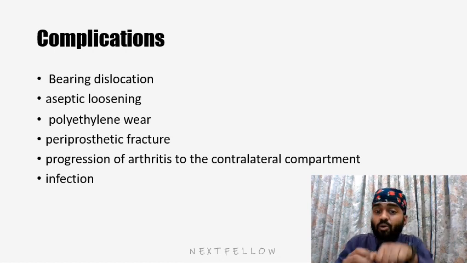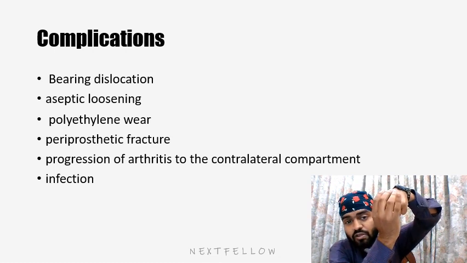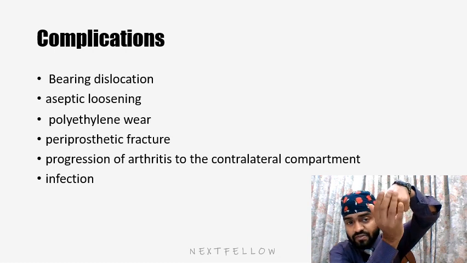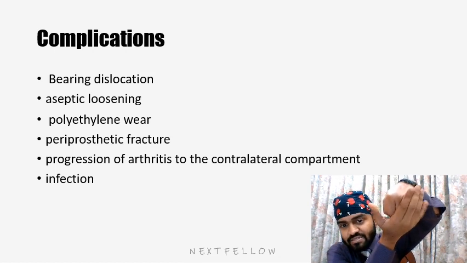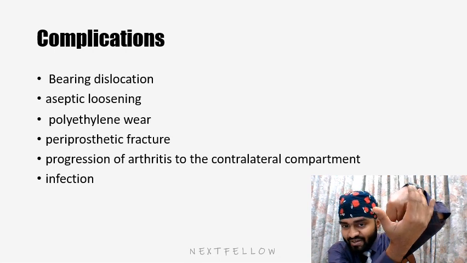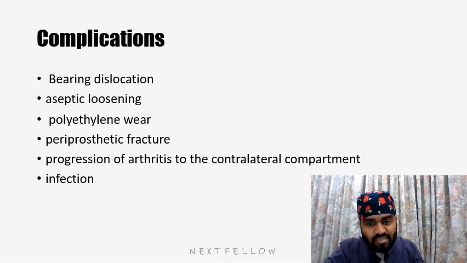There can be a progression. Mind you, you have done a unicondylar knee arthroplasty for the anteromedial surface of the femur. But what about the lateral surface? So there can be a progression of the contralateral lateral compartment, or there can be an infection. So these are the first 6 major important complications of a unicondylar knee arthroplasty.